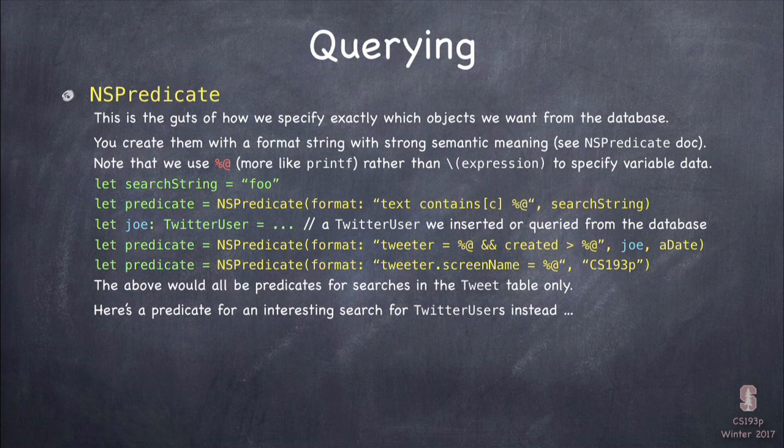These are predicates for searching for a tweet. First I'm going to find all the tweets whose text, the actual tweet, the 140 characters of pure joy or whatever, contains case insensitively, that's what square bracket C means, %@. And %@ is a substitution variable, and I have to give its value at the end, so I'm substituting search string. Note that I can't say text contains foo. I have to say text contains %@, and then put something at the end there. Okay, so that's an obvious one.